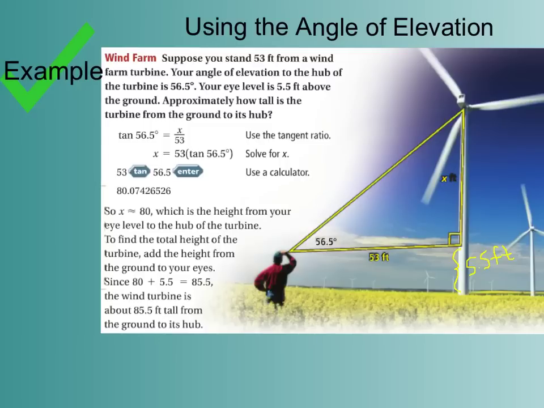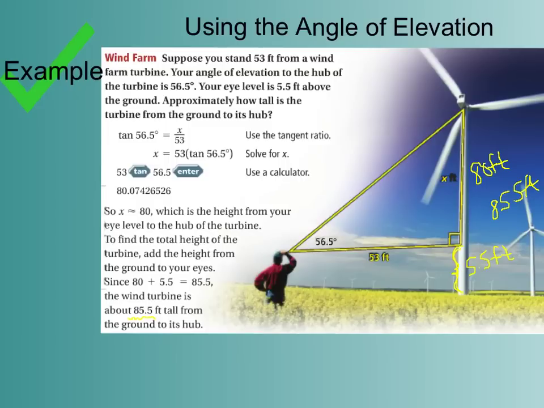In order to put that into your calculator, you should hit 53, tangent, 56.5, enter. But remember, if your calculator works differently, you may have to go backwards. You may have to enter 56.5 tan times 53. If you're using the same calculator we use in class, you do it this way, and your answer is 80.07, which is approximately 80. So that tells me this length is 80 feet. But we also had the 5.5 feet from our line of sight, the height to our eyesight. So the total height of the wind turbine is 85.5 feet tall.